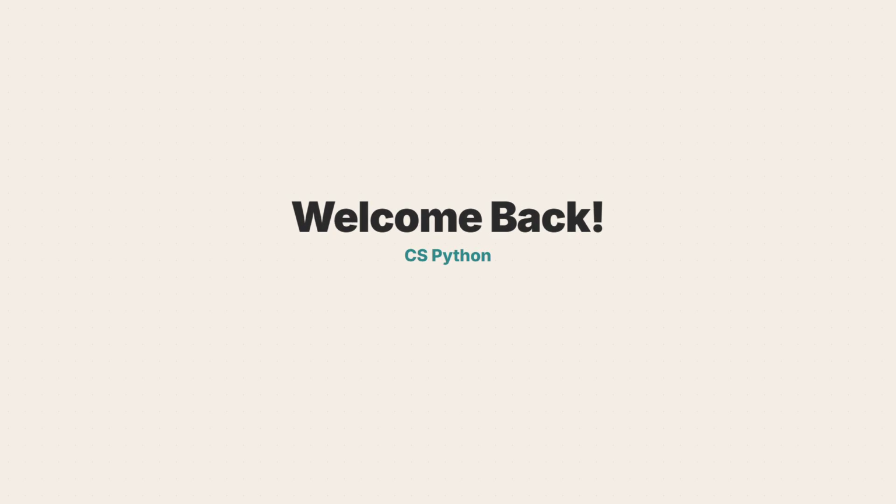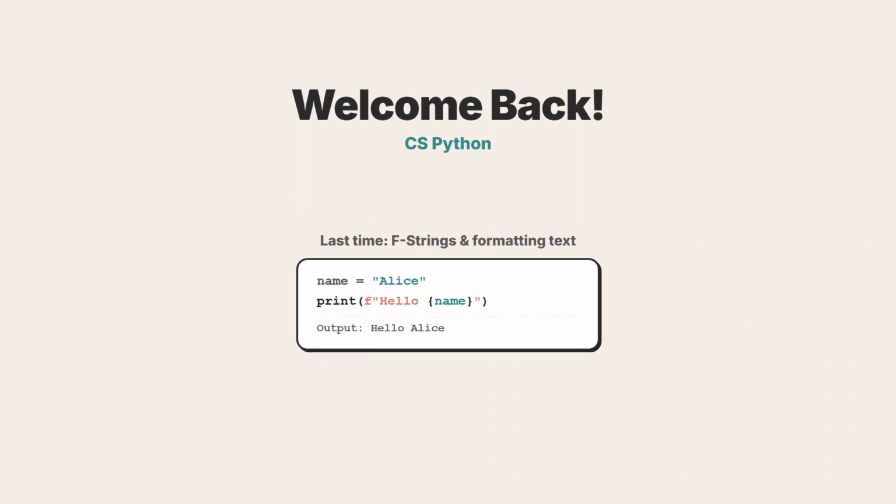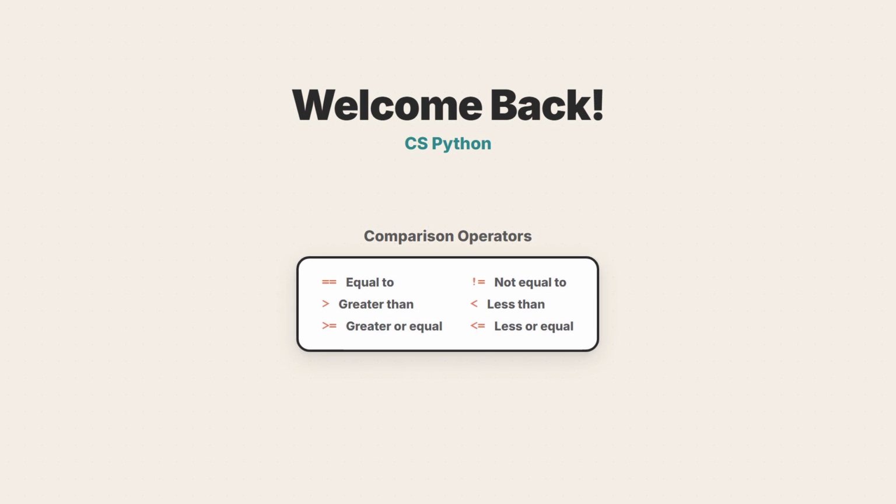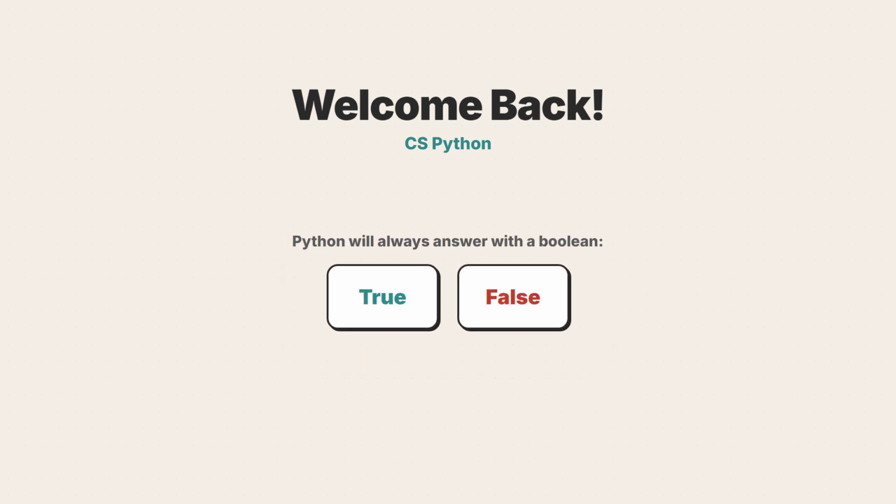Welcome back. In the last video, we covered f-strings and how to format text. In this video, we'll learn about comparison operators. These are special symbols that allow us to compare two values. When you compare values, Python will always answer with a Boolean, either true or false.